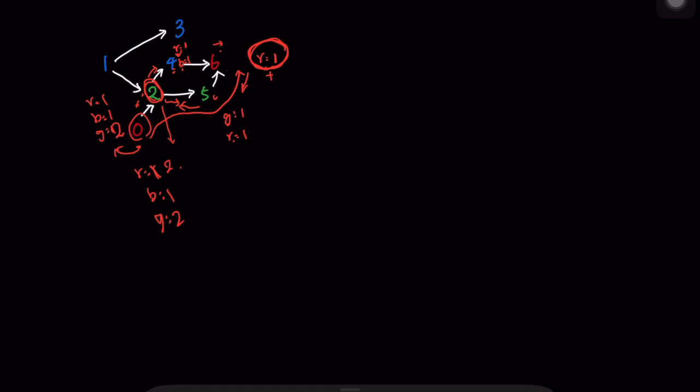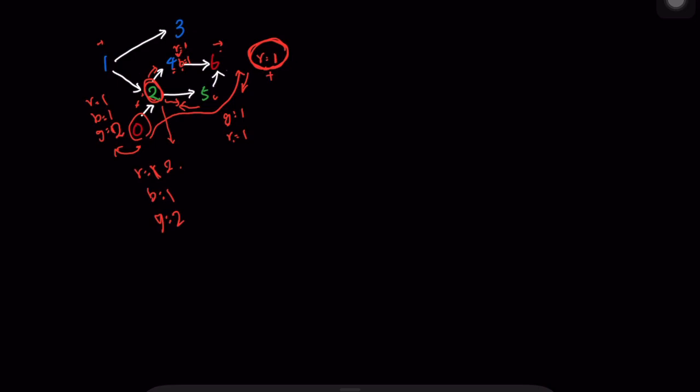Okay. So after finishing node 0, we want to go find the next one, which is node 1. From node 1, there are two paths. One goes to 3 and the other goes to 2.